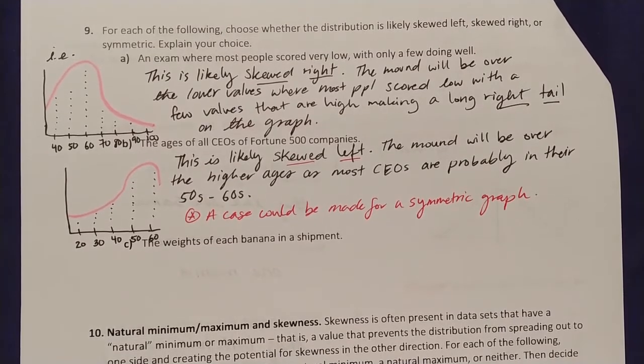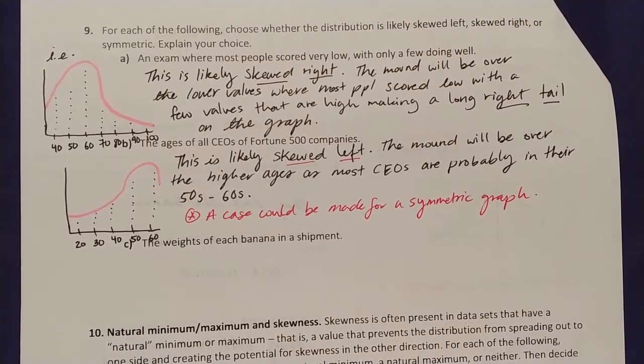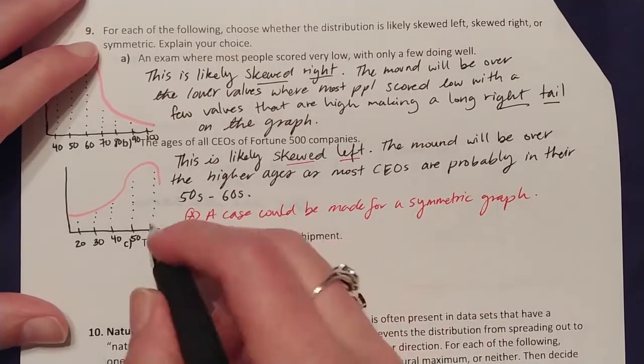So the weights of each banana, are those going to vary? Not really. The weights of bananas are more or less the same. And so, while yes, you may have a banana that weighs a little bit more and a banana that weighs a little bit less, overall you're talking about a pretty constant, same weight. And so, this would make it a symmetric graph.